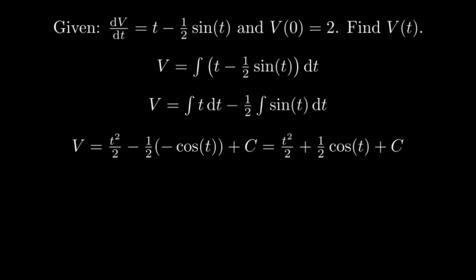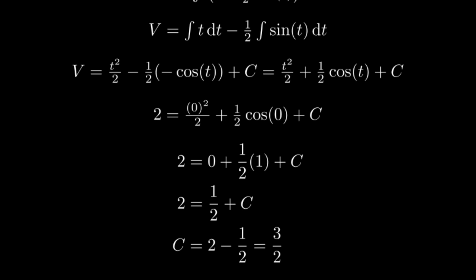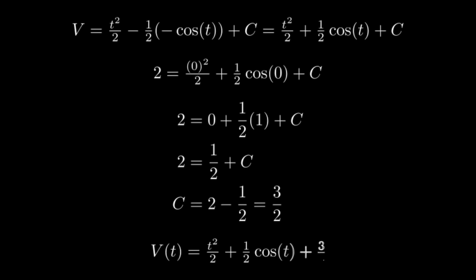Now we use the condition v of 0 equals 2 to find c. Since cosine of 0 is 1, we have. So the constant c is 3/2. Therefore, the expression for v in terms of t is t squared over 2 plus 1/2 cosine of t plus 3 over 2.